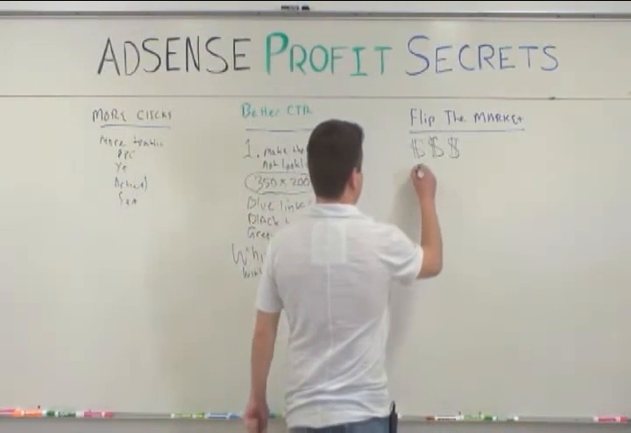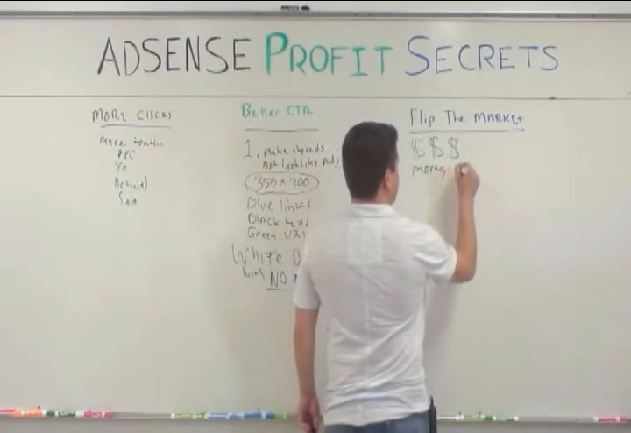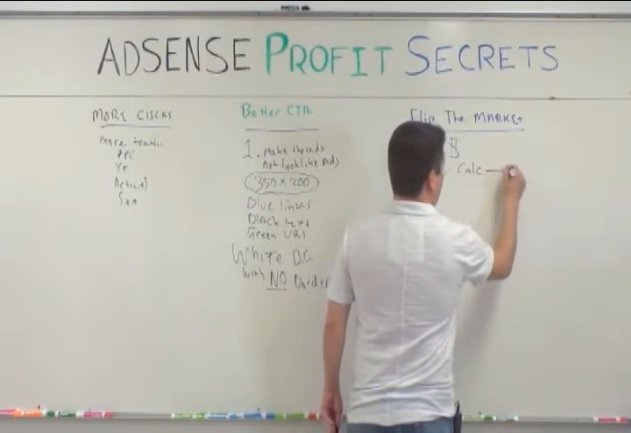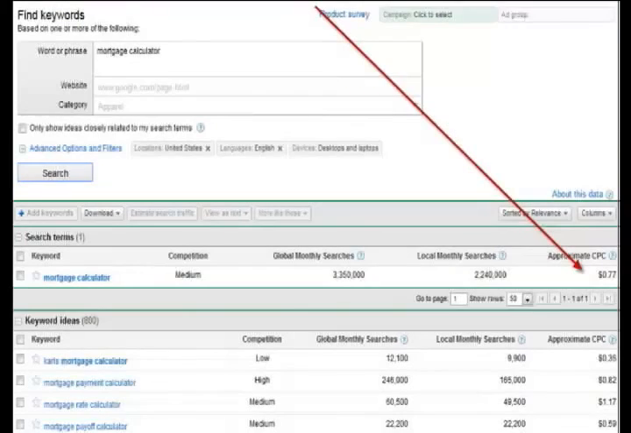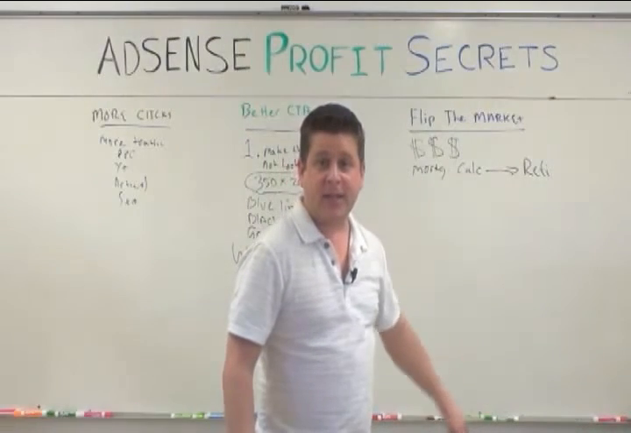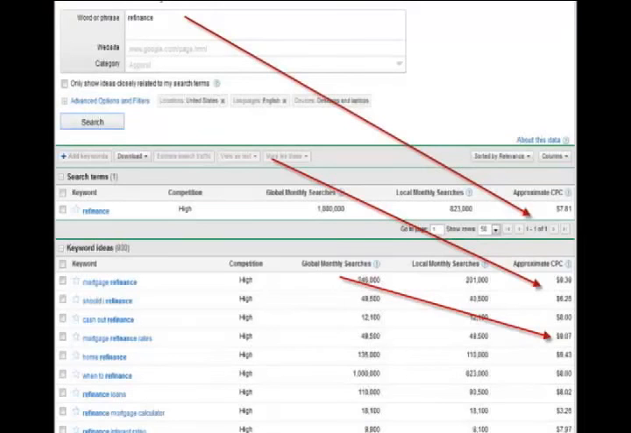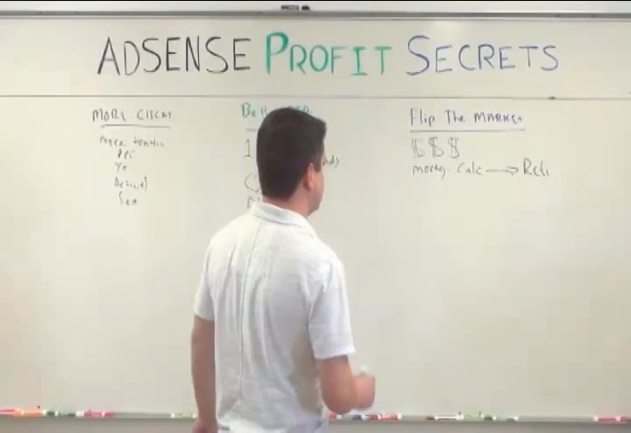Okay, you want them to click on stuff. So if I take someone from mortgage calculator, I want them to go to an ad about refi. Why? Because mortgage calculator only pays me 30 cents a click or less. Refinance pays me $9 a click. Very, very important, and you can do this super easy.